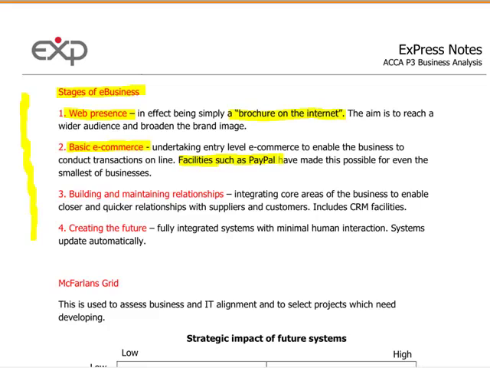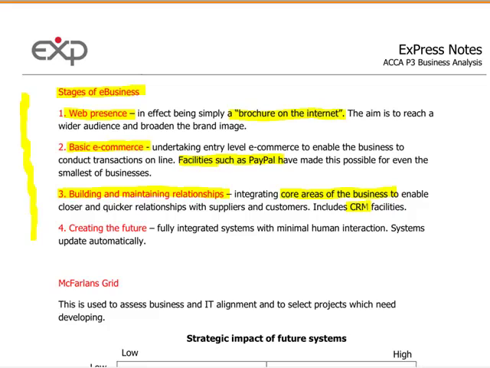So we've got the stages so far: a basic web presence, a brochure on the internet, and basic e-commerce, undertaking selling on the internet. The next stage is building and maintaining relationships. So this takes it up to the next level, the next stage of e-business. As the notes say, this is where we identify the core areas of the business and we integrate them all together. So we have systems, we have databases, which enable us to build relationships with suppliers and customers, including CRM, customer relationship management facilities.